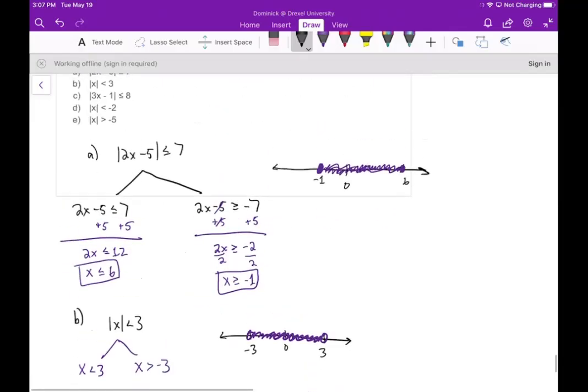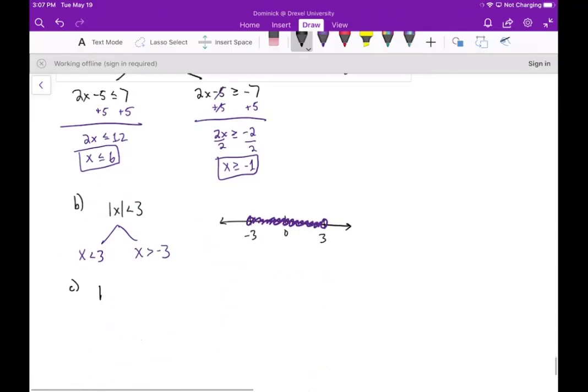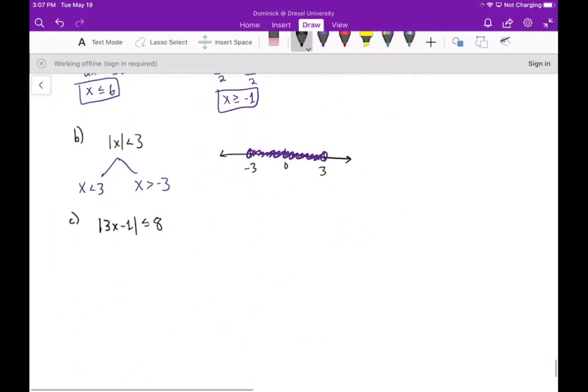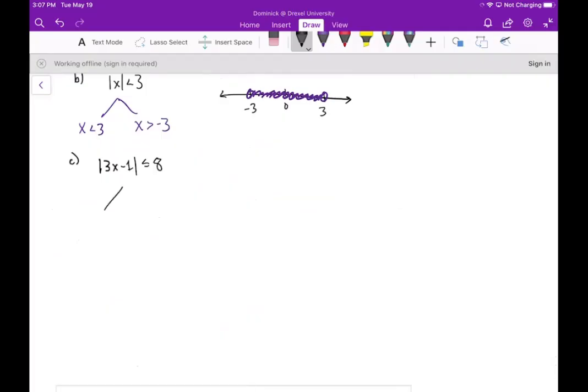So for part C, we have 3x minus 1 less than or equal to 8, I believe, right? Yeah. Okay, so my number on the other side is positive. So business as usual, 3x minus 1. Keep the sign the same, keep the positive number. And then also 3x minus 1. Flip the sign, use the negative number. All right, so now let's just solve each of these.